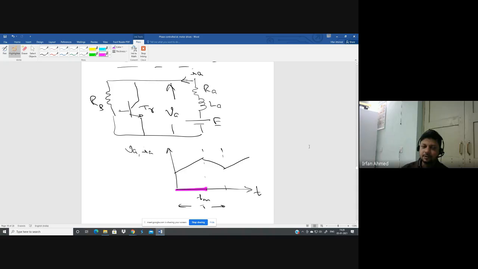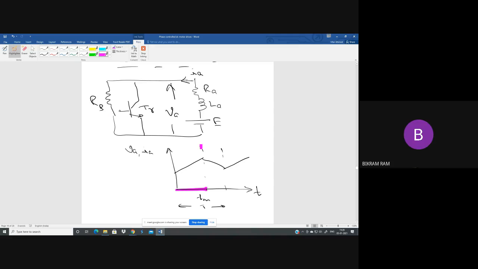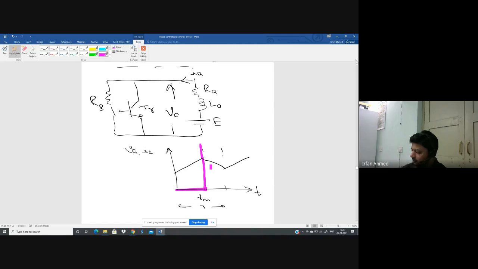What will happen to the voltage VA? Now VA will be equal to E minus LA dIA by dt minus RA IA minus RB IA. Is that correct? Yes, sir. It will not be equal to 0 now.